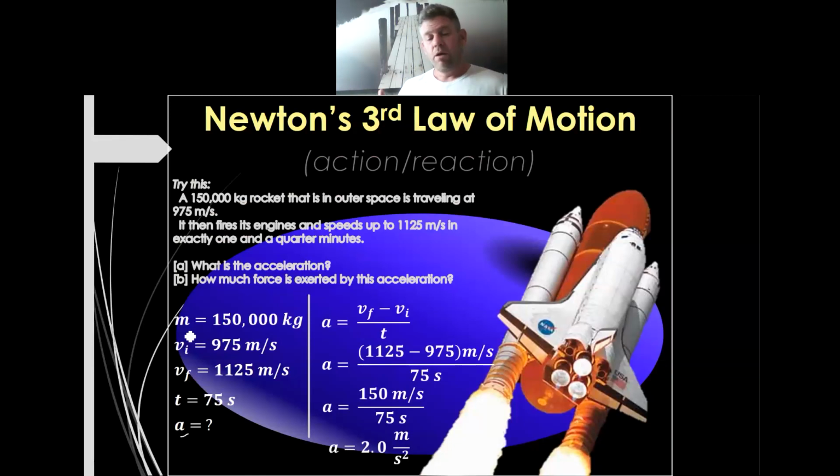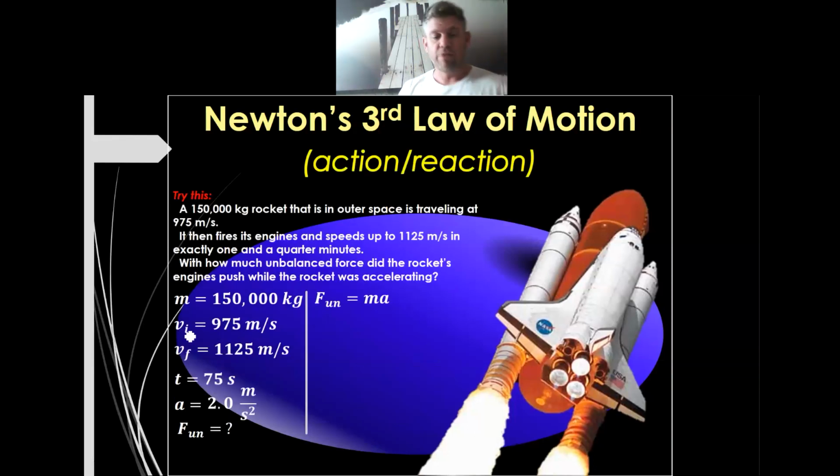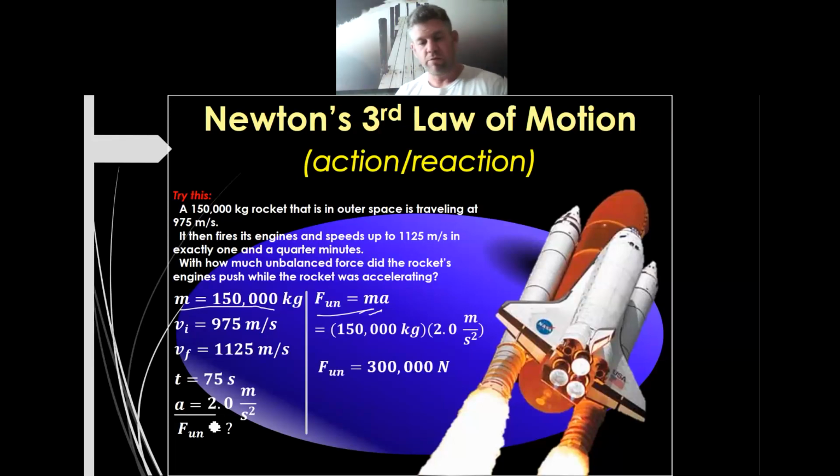Now that we know the acceleration, we can move on to part B. Part B says, what is the unbalanced force? If I want to find the unbalanced force, I have to use F unbalanced equals ma. Mass, I just used it there. That's 150,000. The A I just calculated again. Those are my two numbers. I'm going to take 150,000 kilograms times 2 meters per second squared. My force here should be about 300,000 newtons. Again, we measure force in newtons. Masses are measured in kilograms. Accelerations are measured in meters per second squared.